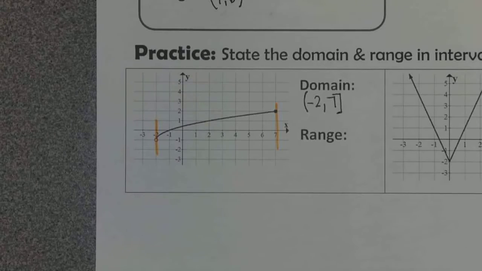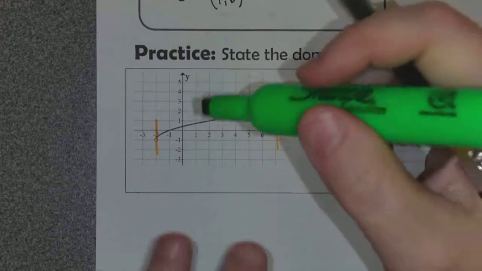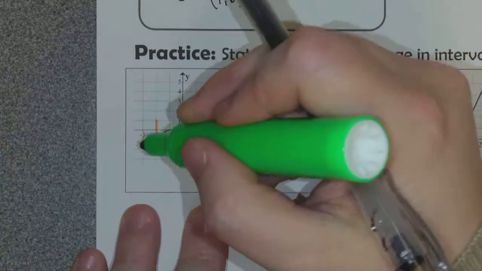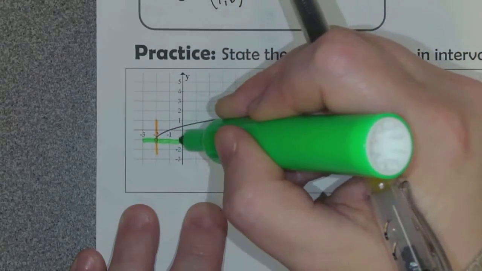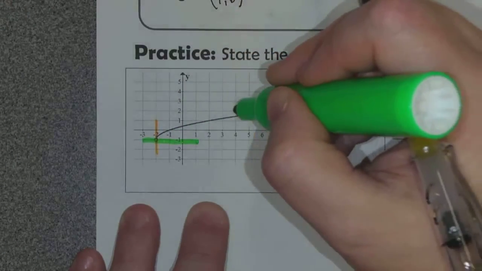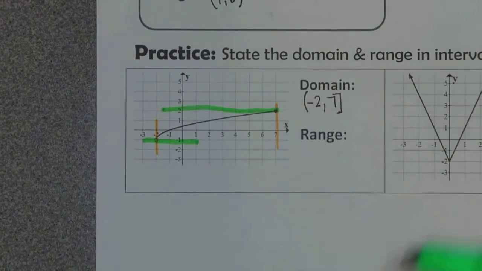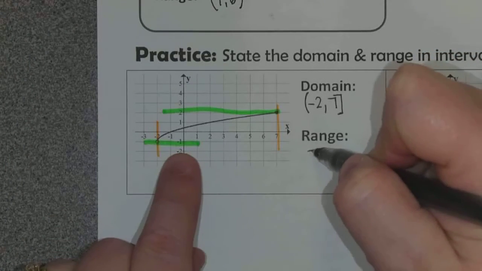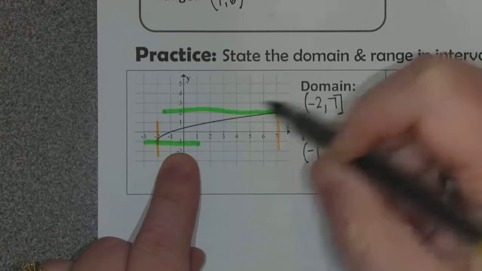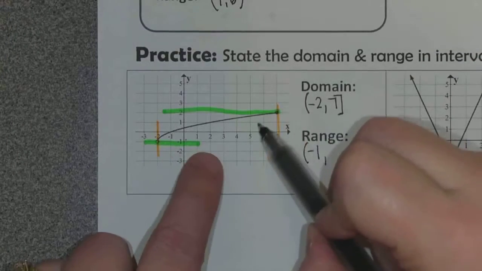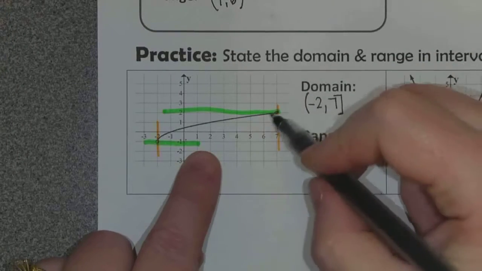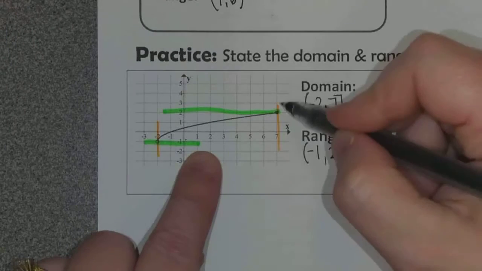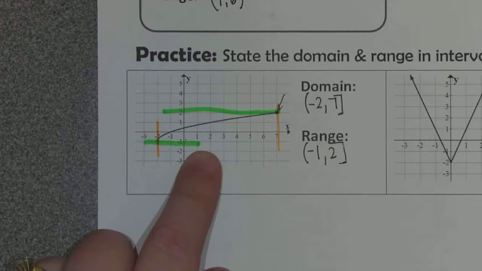When I look at my domain, I looked left to right, but when I look at my range, I have to look bottom to top. And when I look bottom to top, I have to reference the y-axis this time. So if you can see, I'm drawing my lines over to the y-axis. How low does my graph go? My graph goes down to -1 with parentheses because of the open circle. And it goes up to +2 with brackets because of that closed circle right there.